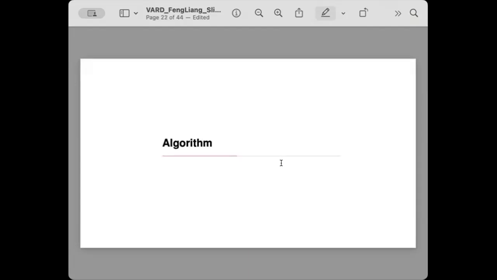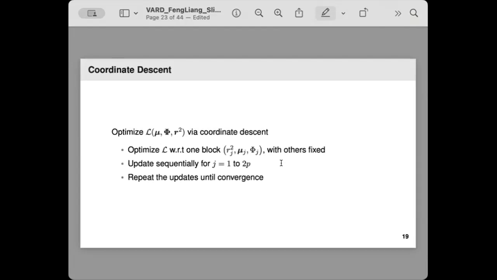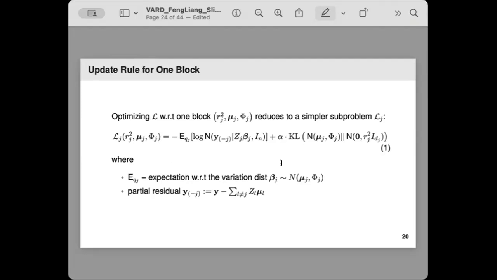So now let's describe our algorithm. We optimize the ELBO using a coordinate descent approach. At each step, we focus on just one block of parameters, those associated with component j, while holding all the others fixed. Then we cycle through all the 2p components and repeat until convergence. Here's how we update a single block. We rewrite the ELBO into a simplified subproblem that only involves the parameters for the jth component. Again, it contains two parts. The first is the expected negative log likelihood, and the second part is the KL divergence.